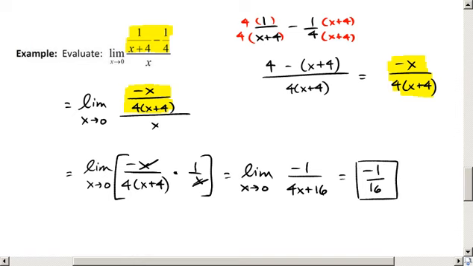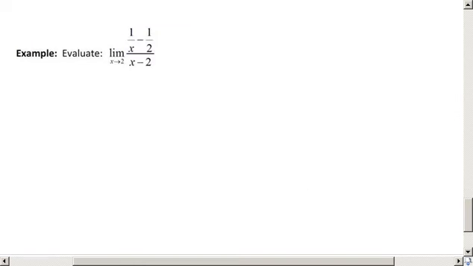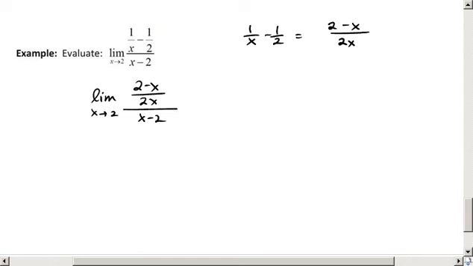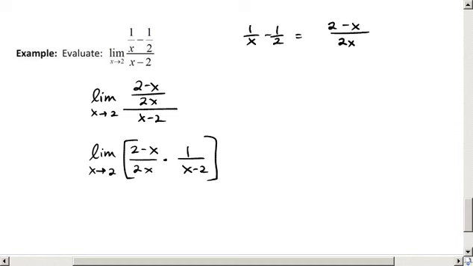Alright, here's another one. I'm going to attempt to approach this one the same way. Okay, note that when we combine 1 over x minus 1/2 together, we end up with 2 minus x over 2x. Substituting that in to the limit expression, this is what we get. And rewriting as before, we have this.